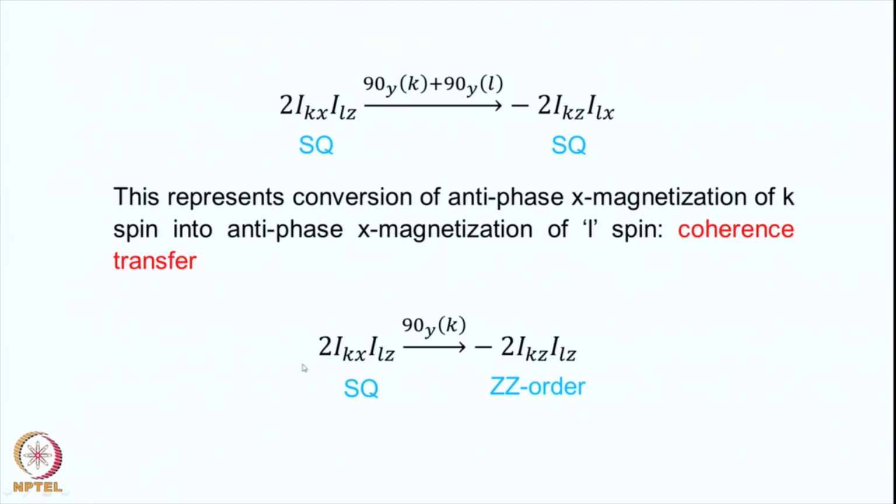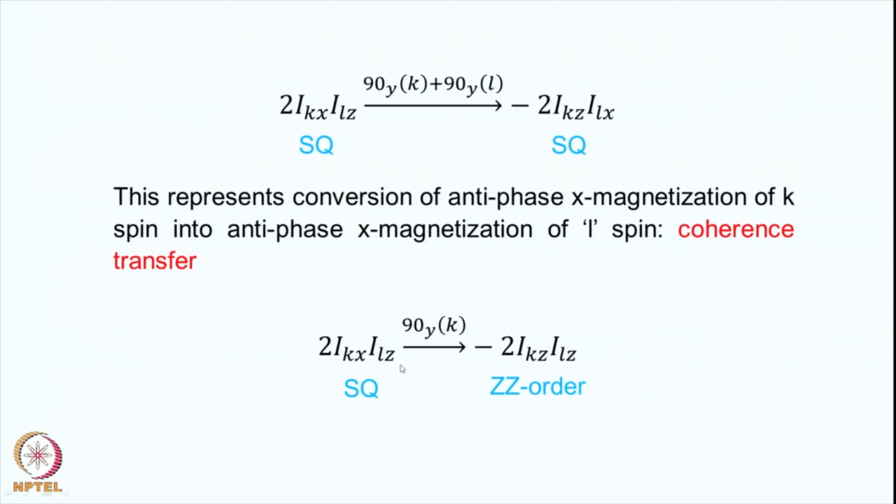Now suppose we apply once again the same base operator here, but I apply a pulse only on the K spin, for example. I will not apply along the L spin at all. That means I apply a selective 90-degree pulse on one spin only, only the K spin. So therefore the L spin remains unaffected because I have not applied any pulse onto that, and Kx takes me to minus Kz. Therefore 2iKx ILz takes me to minus 2iKz ILz. So it is a completely different transformation once more.